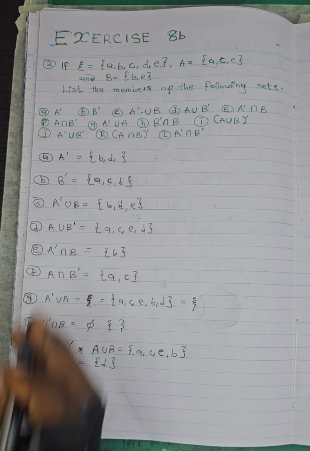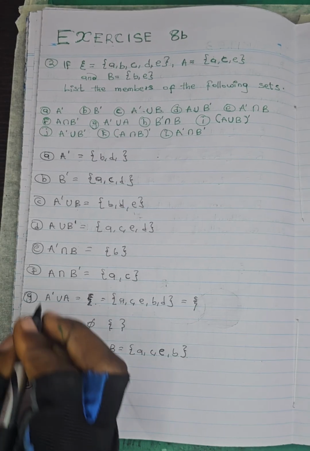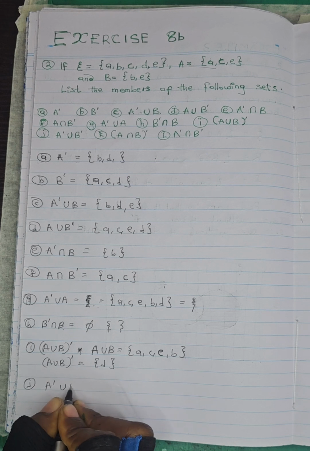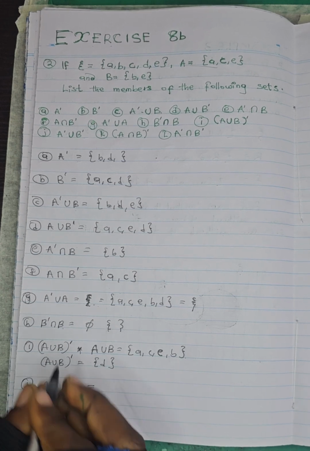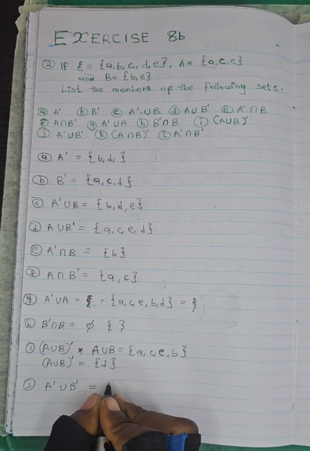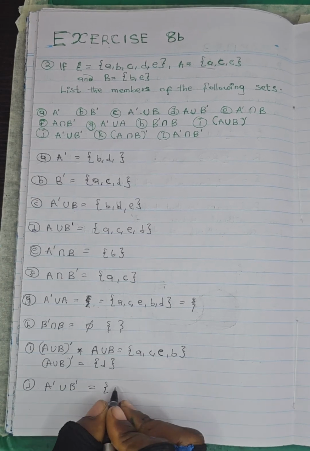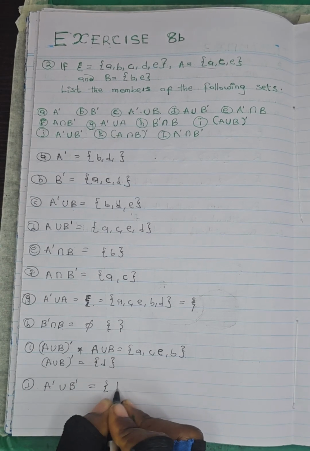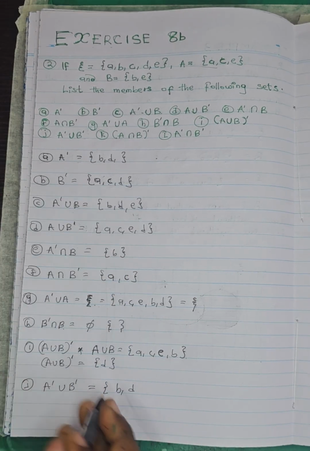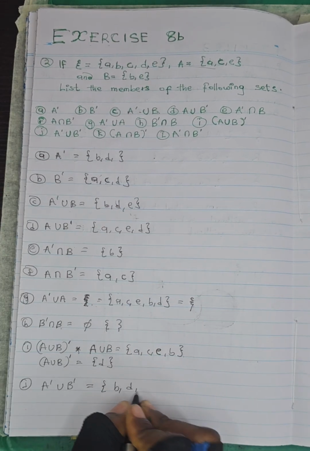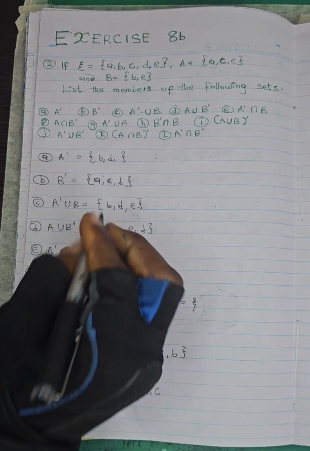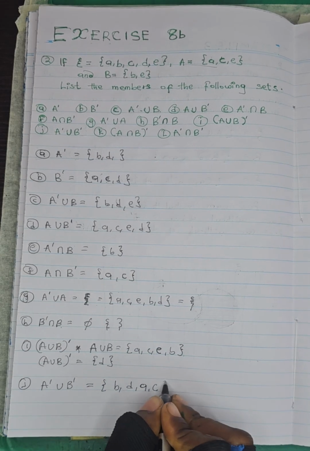Next question is J. A complement union B complement. A complement union B complement. This is A complement. This is B complement. So to find the union, let me write out for A complement, we have B and D. Then go for the B complement and add. A is not here, so I can write A. C is not here, so I can write C. D is here, so no need to repeat it. So this is the answer.